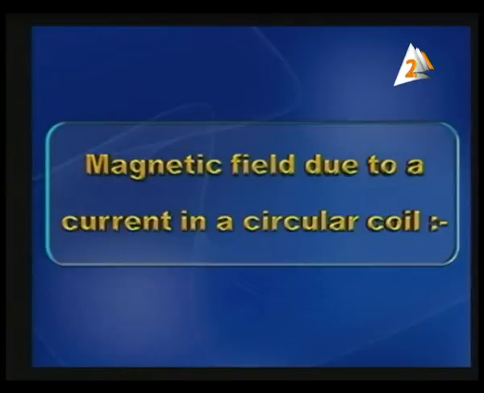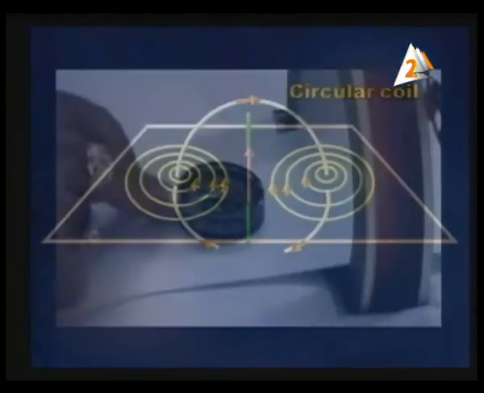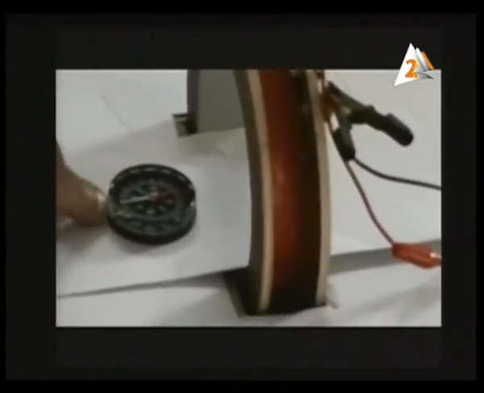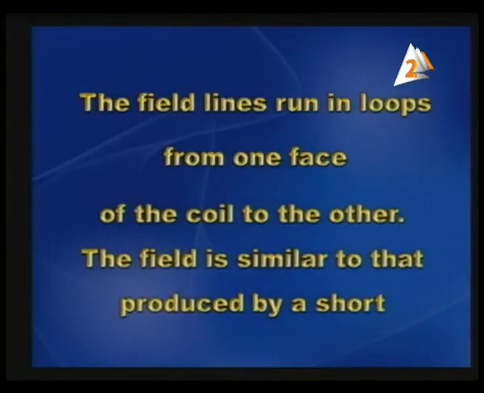Magnetic field due to a current in a circular coil. In front of you we've got a circular coil and the current flows in a clockwise direction. What about the shape of the field lines? The field lines run in loops from one face of the coil to the other.